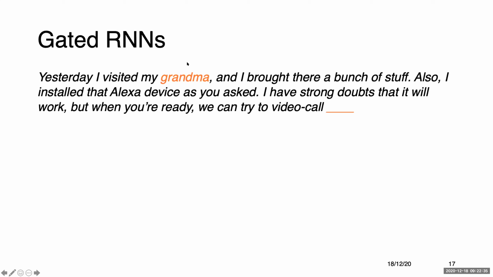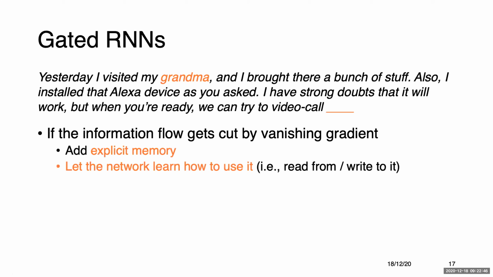So to solve this problem, there are actually two main ideas behind gated recurrent neural networks. First of all, we can add explicit memory in the neural network architecture. So we have a memory cell in the architecture which is used to keep track of, let's say, some sort of memory. And also, and it is very brilliant, we are gonna let the network learn how to use it. So when to read from the memory and when to write to it.